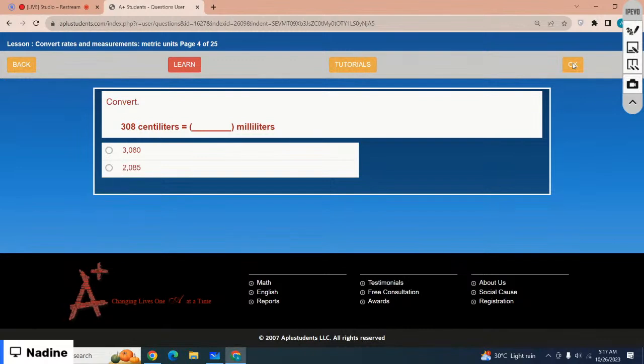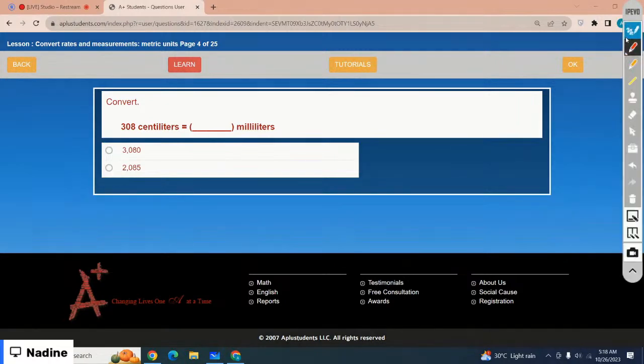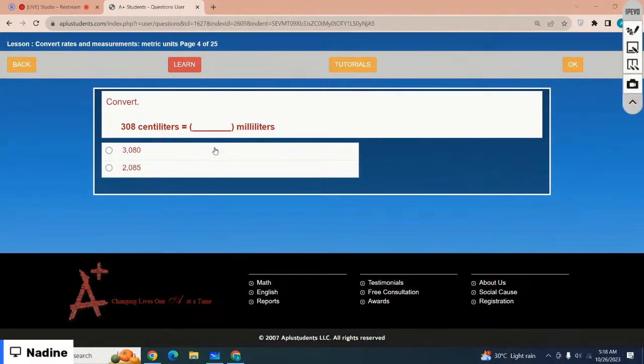308 centiliters equal, in 1 centiliter we have 10 milliliters. 1 centiliter equals 10 milliliters. So 308 centiliters equal 308 times 10. So the correct option is 3080 milliliters.